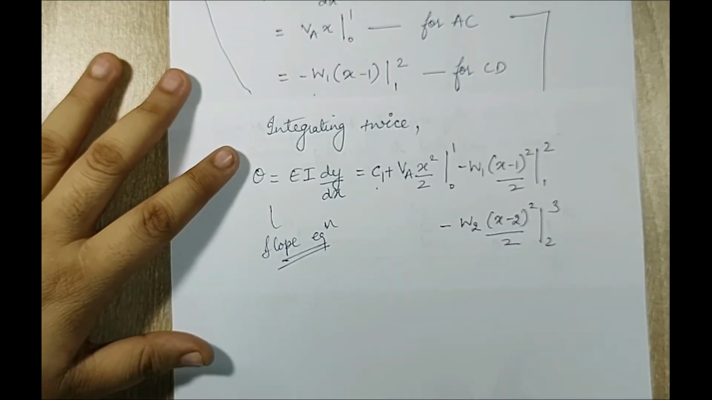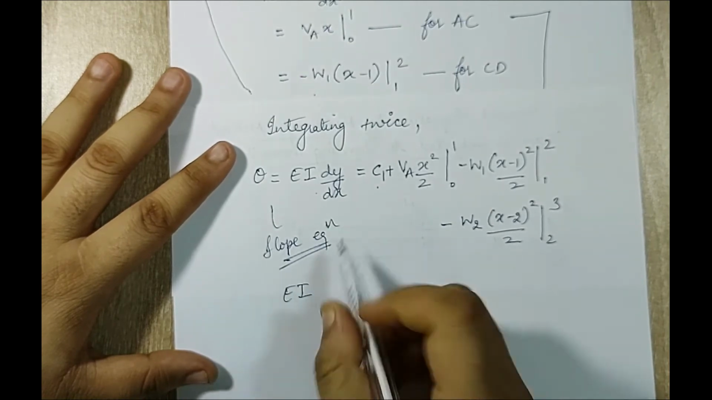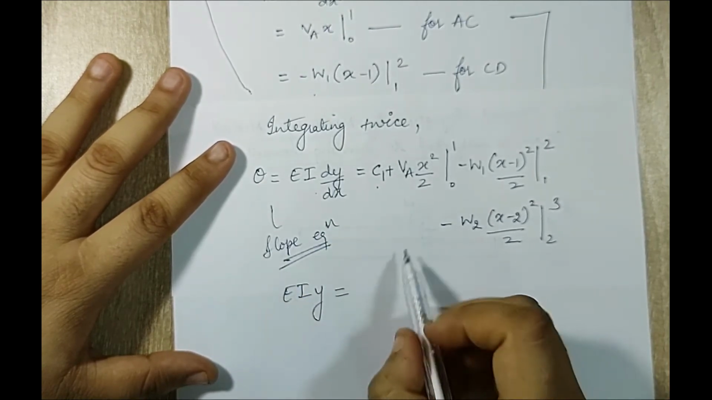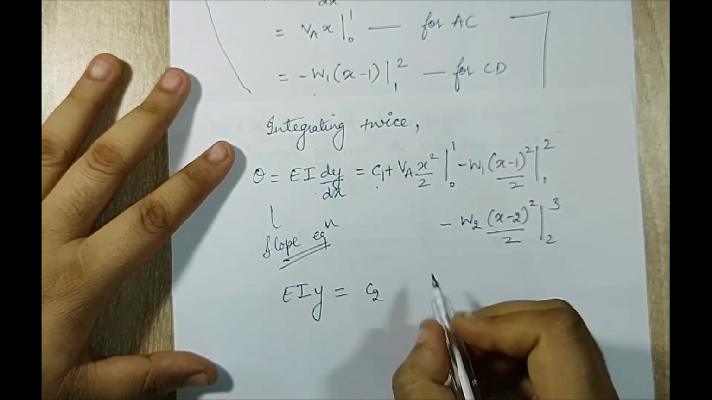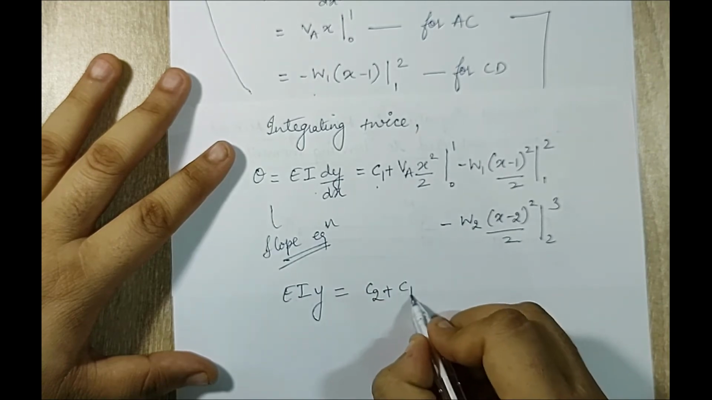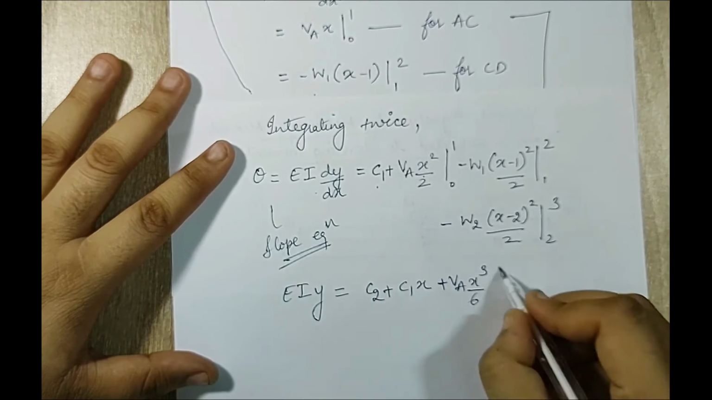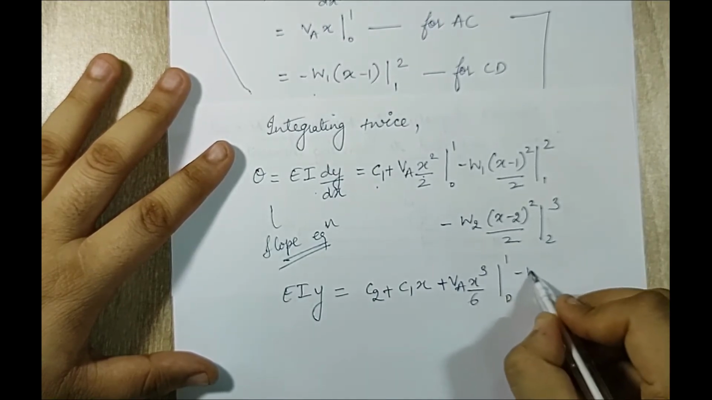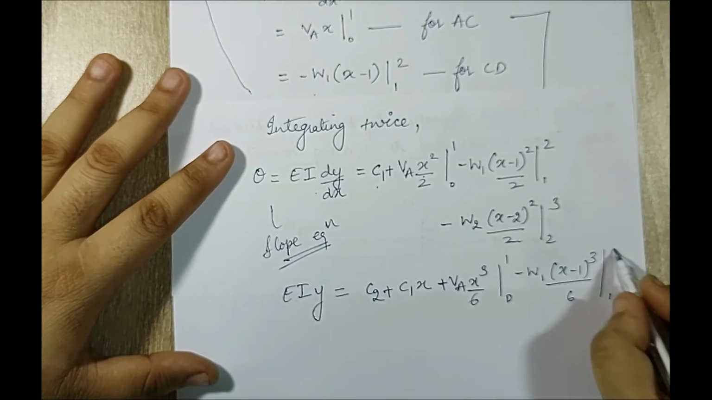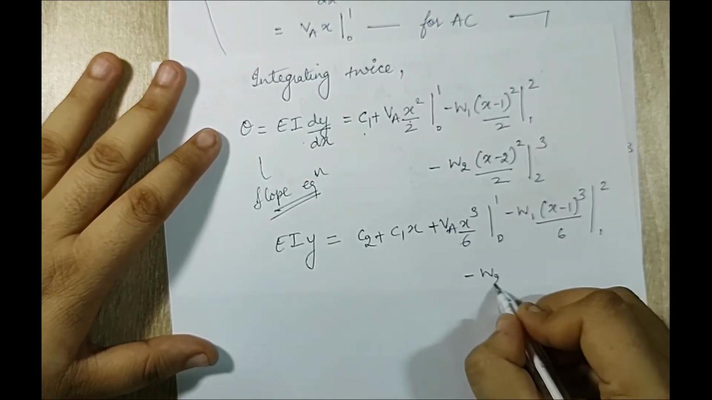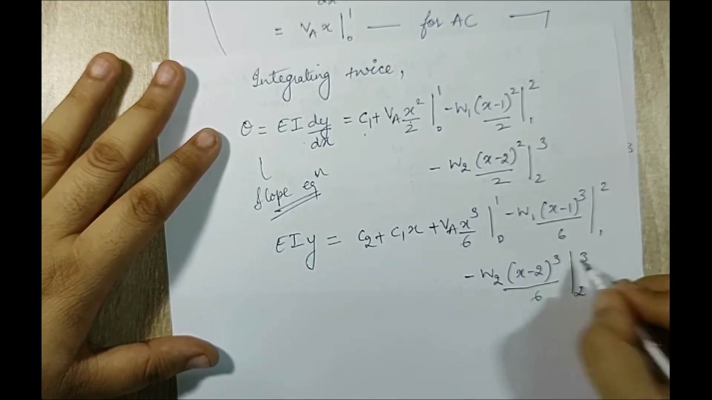So I've already written integrating twice. So I'll just write down, when I integrate this, I get EI dy by dx will become y is equal to, obviously there will be another constant of integration, so I'll write it as C2. When I integrate C1, I'll get plus C1x. Next term will become plus VA x cube by 6 from 0 to 1 minus W1 x minus 1 cube by 6 from 1 to 2 and minus W2 x minus 2 cube by 6 from 2 to 3.